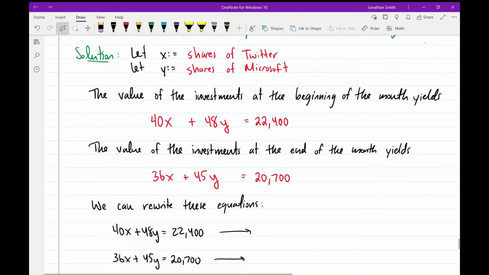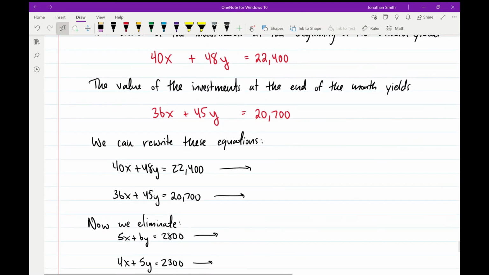So now we have two linear equations and two unknowns, and now we can solve for both of the variables here. So first off, I noticed that both of the equations are kind of nasty. The numbers are just really big, but we can simplify them. So I started off by doing that. So this 40 and the 48 have a common factor of 8. So I'm just going to hopefully divide this entire equation by 8. And that gives us a 5x plus 6y, and 22,400 divided by 8 ends up being 2,800, a nice whole number.